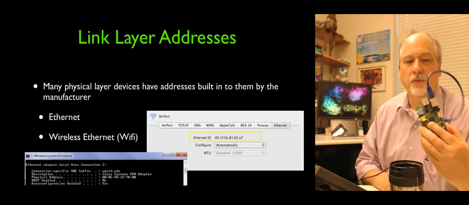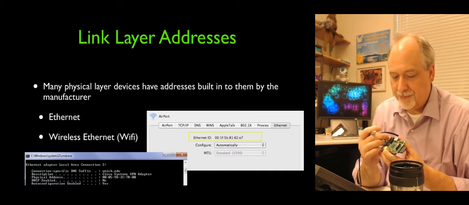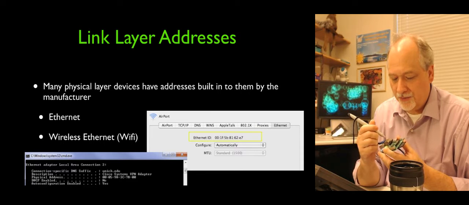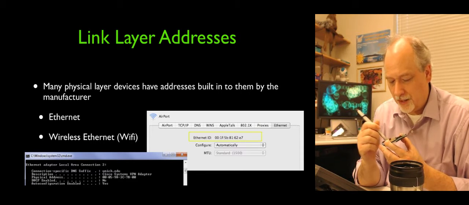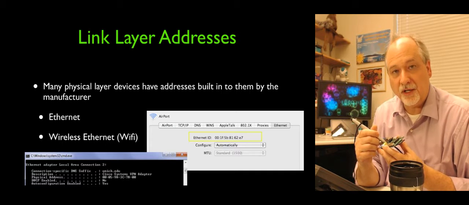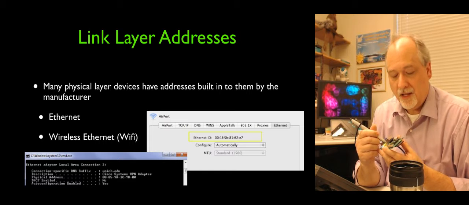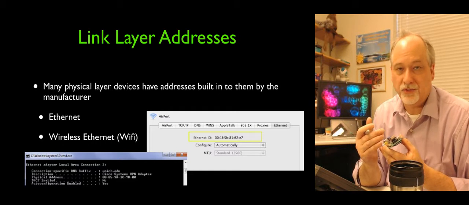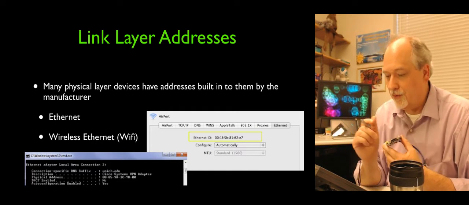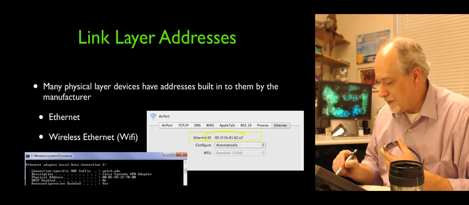So when the manufacturer builds an Ethernet or a wireless adapter, they build into it a serial number. They mark this as having a serial number. And whether you're on Windows or Mac, you can work your way down to find the serial number for your actual manufactured piece of equipment.